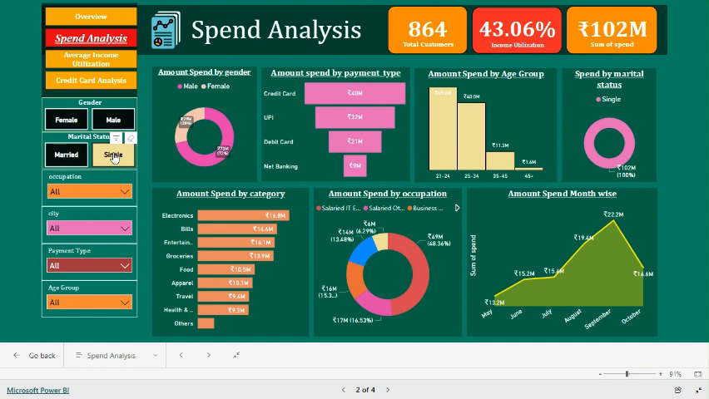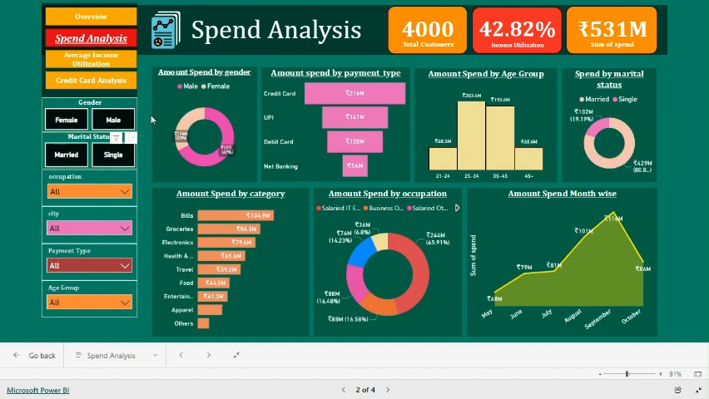For single customers, we can see that for the age group, the younger ones are spending the most amount, with about 49 million rupees spent by people of age group 21 to 24. They are spending the most amount on electronics, with about 16.8 million rupees spent on electronics, 14.6 million spent on bills, and entertainment attracted just 14.1 million spending.